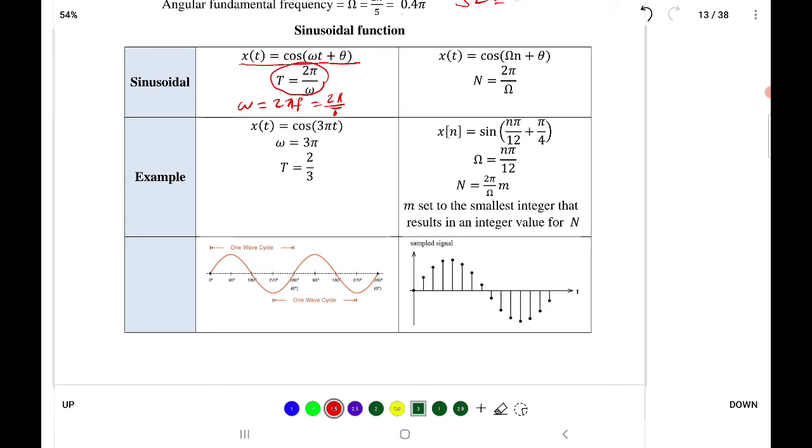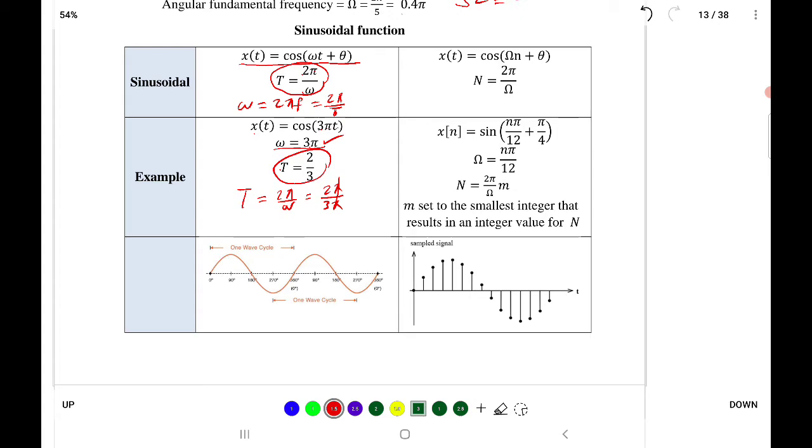That's important. So how can you find the period of a continuous time signal? You divide 2 pi by omega. That's an example: x of t is equal to cosine 3 pi t, cosine omega t. So omega is equal to 3 pi. You want to find the period. How do you find the period? You divide 2 pi by omega. 2 pi and omega is equal to 3 pi, and cancelling will be 2 over 3. So the period is equal to 2 over 3. Great.